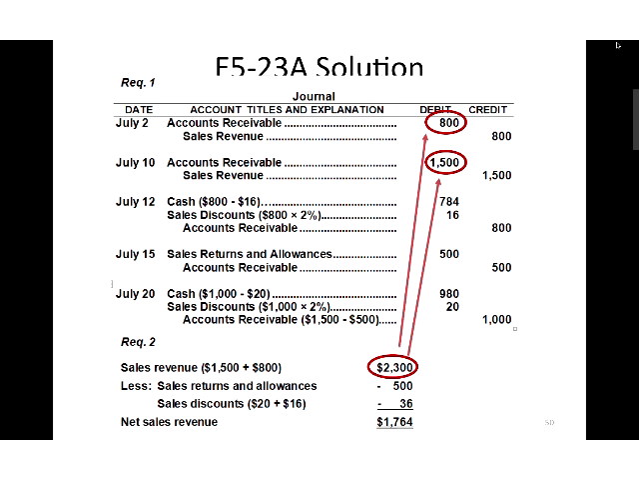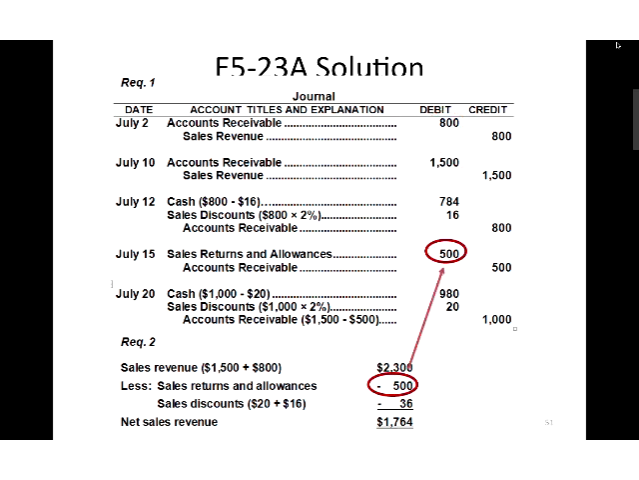We sold $800 worth of merchandise on July 2nd. We sold $1,500 on July 10th. We could look for wherever we have sales revenue. So we have $2,300 of sales. Then moving down, the next item down, we have that $500 sales return and allowance, and that's coming from July 15th.